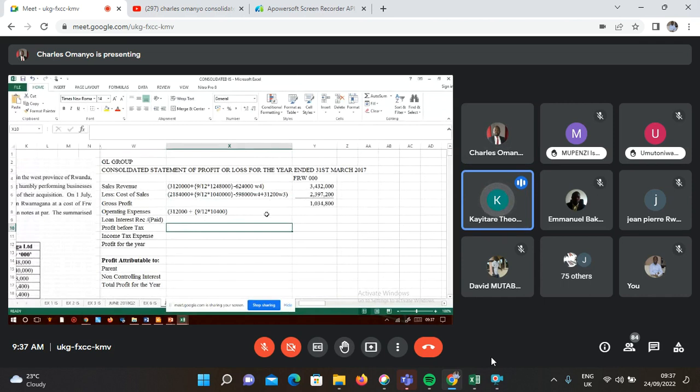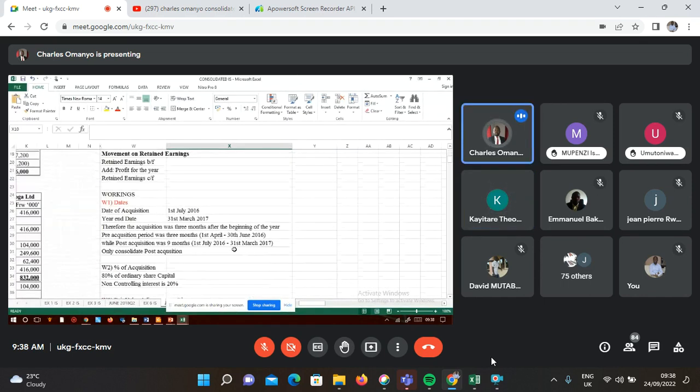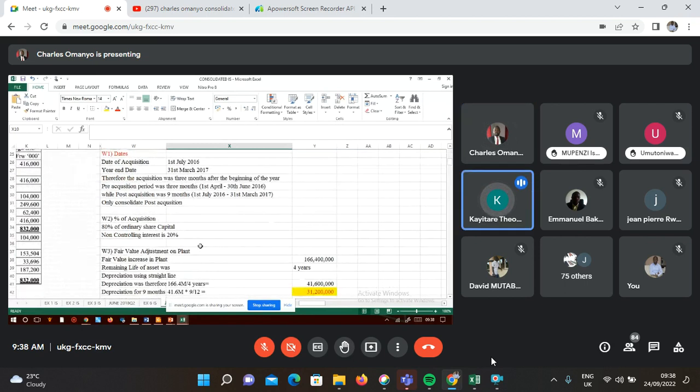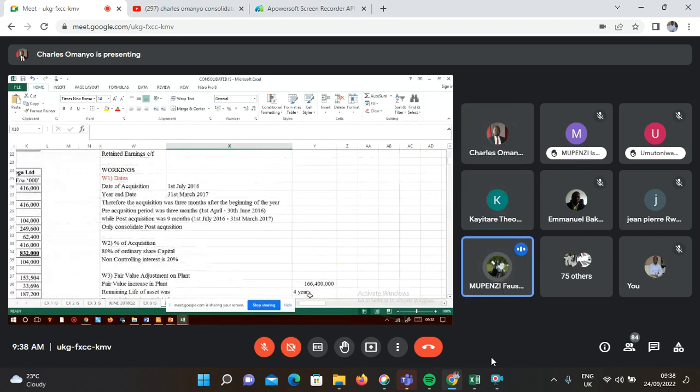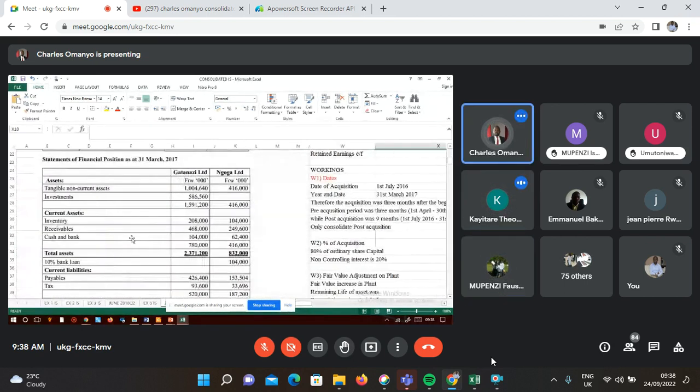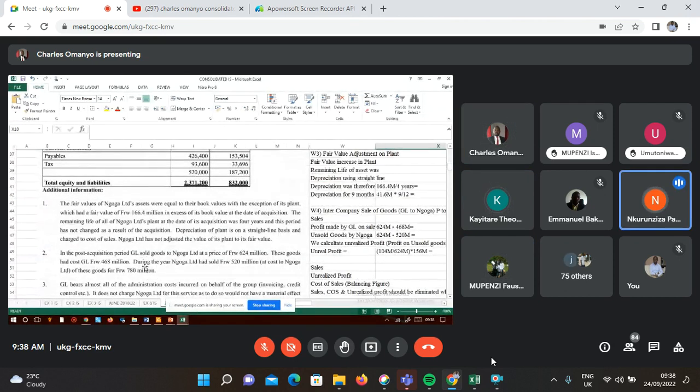On adjustment number 2. Working. Not in working, in the question. He's asking on the question. In the question, any additional information. This 780 million was put there to confuse you. It is there so that they see if you use 780 million or if you use 624 million. That is the reason why it was put.